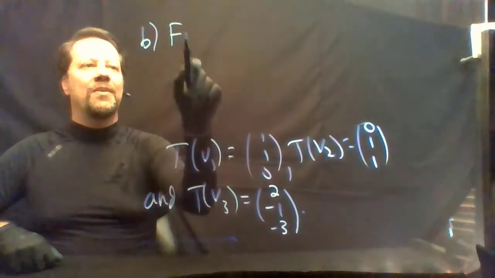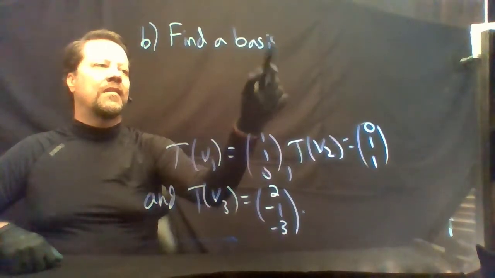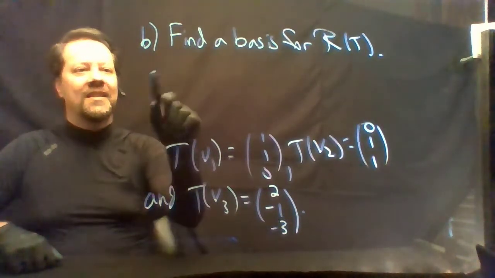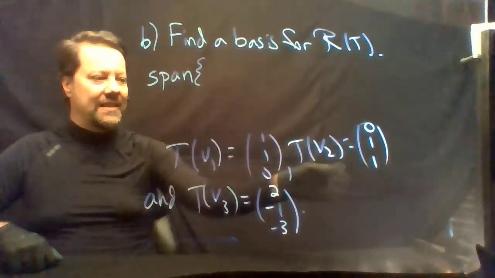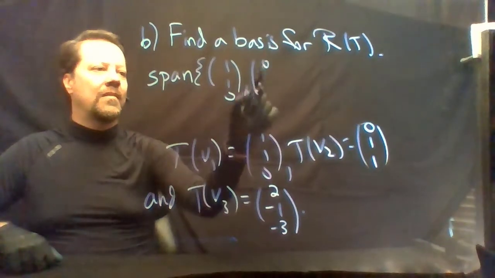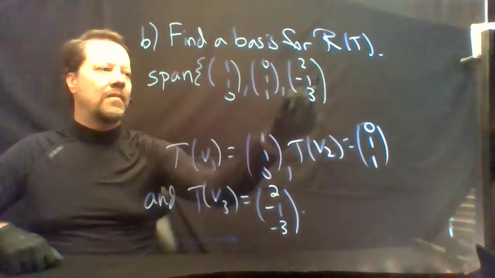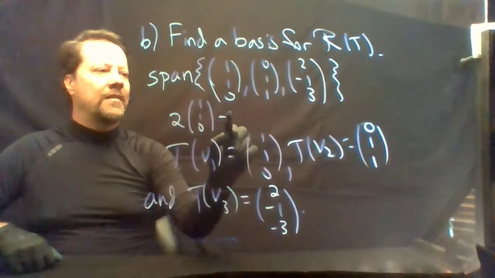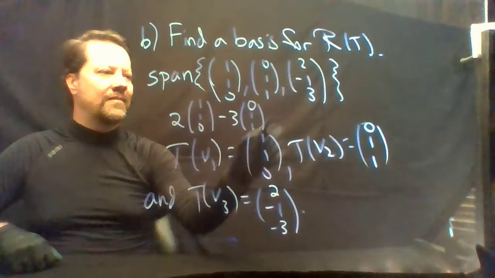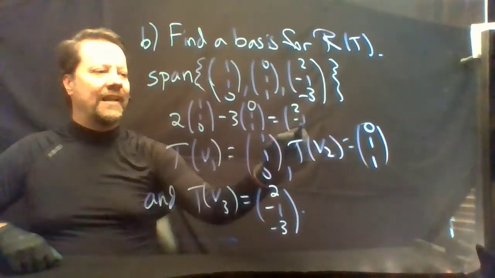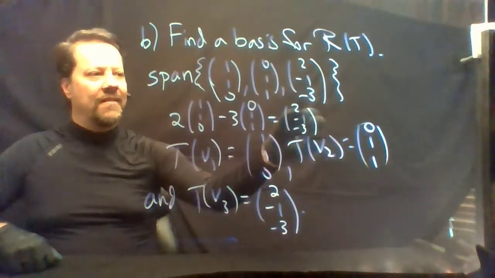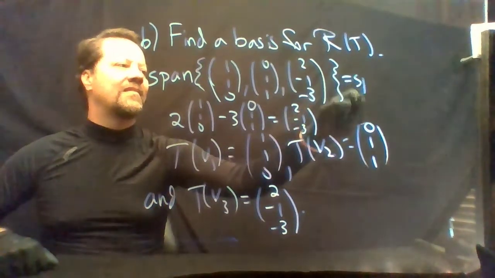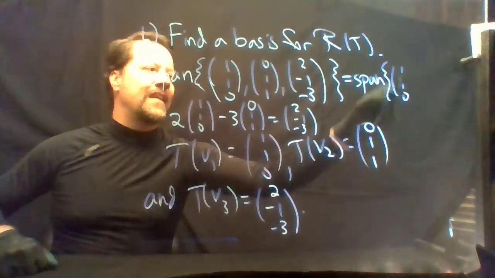On part B, I want to find a basis for the range of this linear transformation. To this end, note that it has to be the span of these columns. But note that 2 times 1, 1, 0 minus 3 times 0, 1, 1 is equal to 2, negative 1, negative 3. The last vector can be expressed already as a linear combination of the first two. It doesn't contribute anything to the span. So we can toss it out and still span the same collection of vectors.